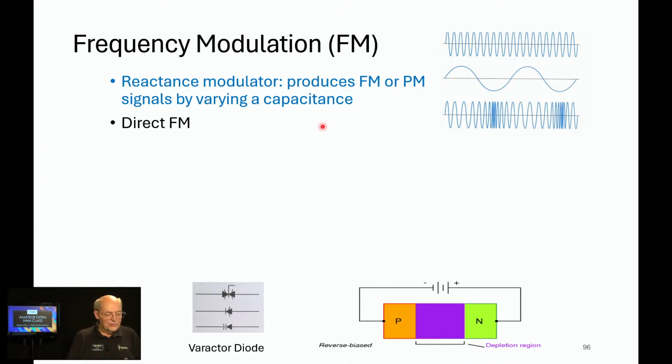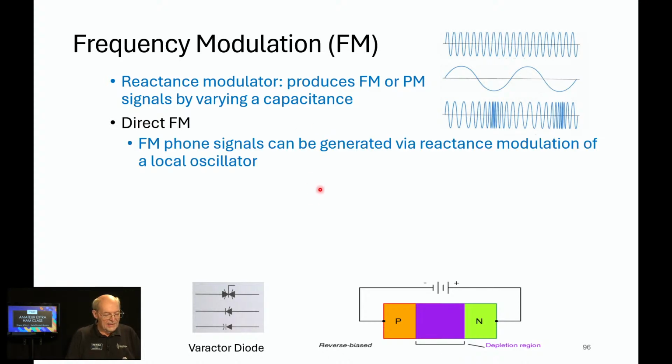So we've got 2 flavors of FM. We've got direct FM and indirect FM. FM signals can be generated via reactance modulation of a local oscillator, usually with a varactor diode. So we're actually changing the frequency of the oscillator itself.